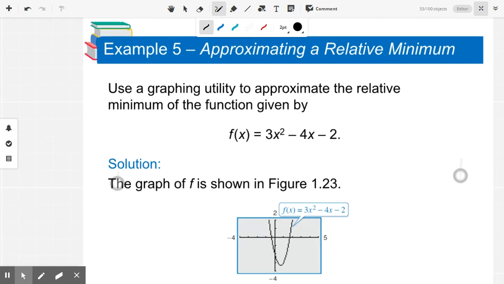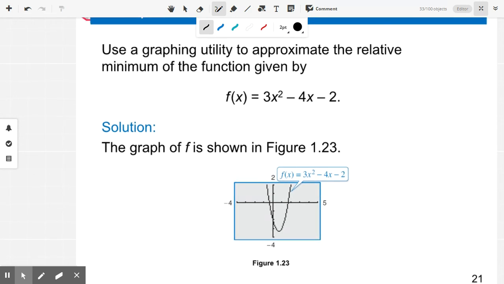All right. So if we want to punch this in, it says use a graphing utility. That means basically a graphing calculator. And they went ahead and put the picture of it right here. Use a graphing utility to approximate the relative minimum of the function given by this right here. Okay. Well, the relative minimum is the low point of the graph. This is a bounce point.